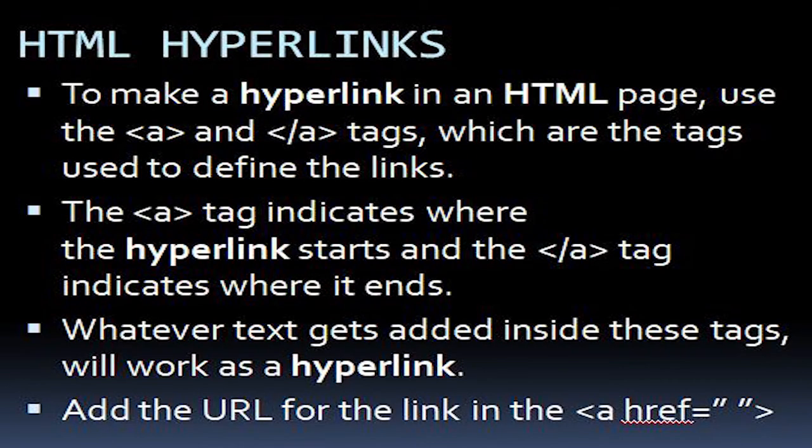HTML hyperlinks. To make hyperlinks in an HTML page, use the A tag. A tag means anchor tag, which is the tag used to define links. The A tag indicates where the hyperlink starts and the /A tag indicates where it ends. Whatever text gets added inside these tags will work as a hyperlink. Add the URL of the link in href. Let us have a look.